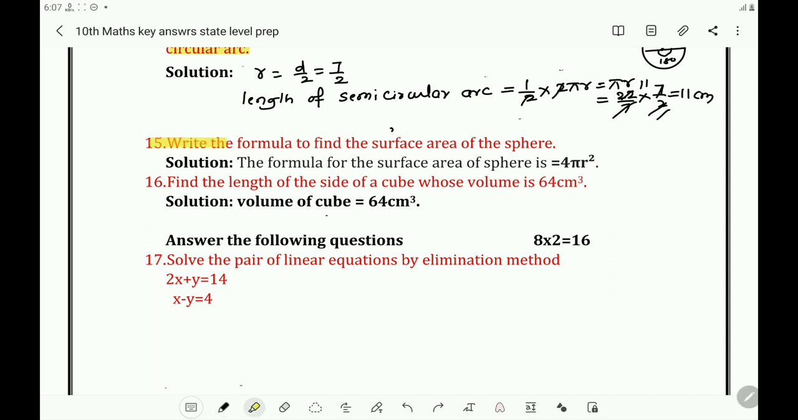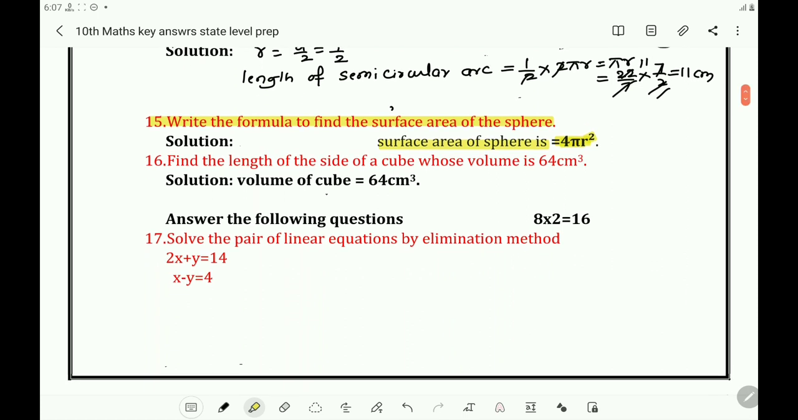15th question, write the formula to find the surface area of the sphere. You know the formula to find the surface area of the sphere. Surface area of sphere is equal to 4 pi r square. This is the formula to find the surface area of the sphere.